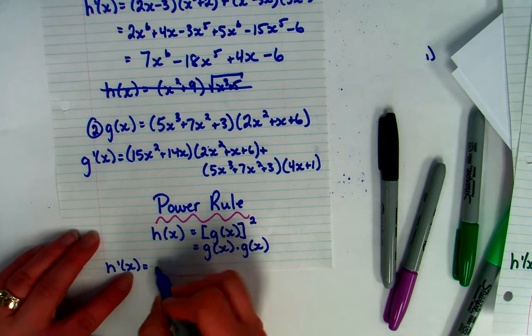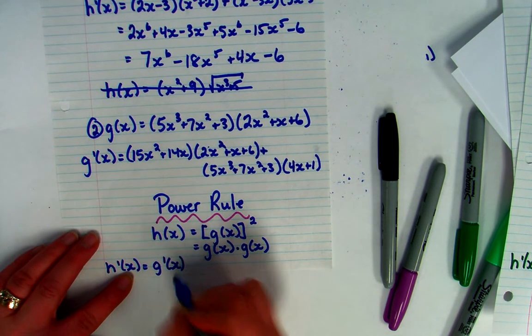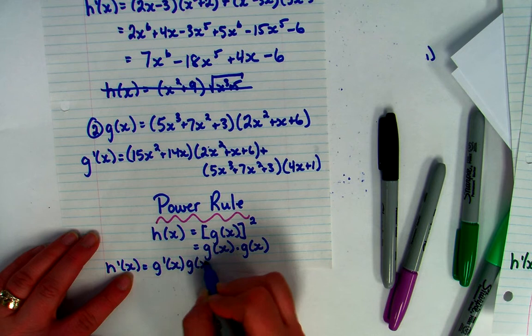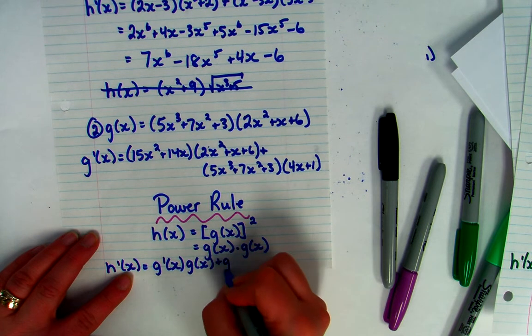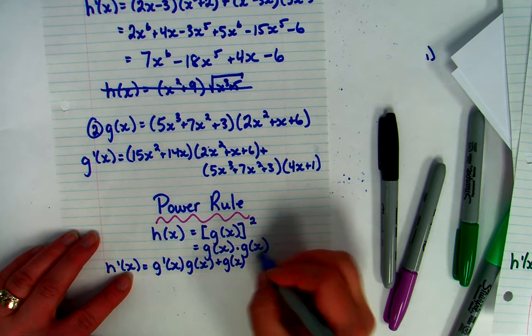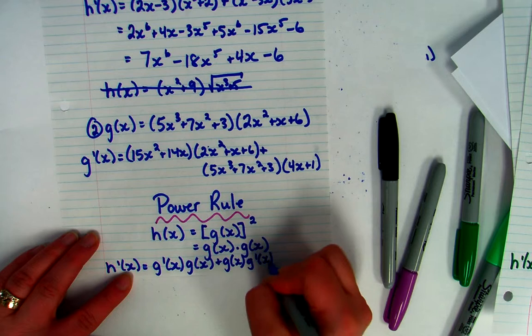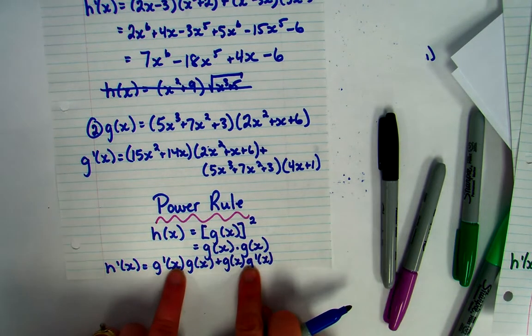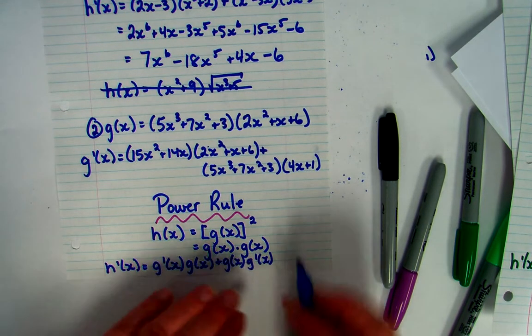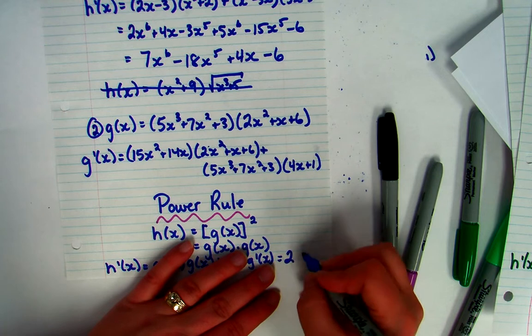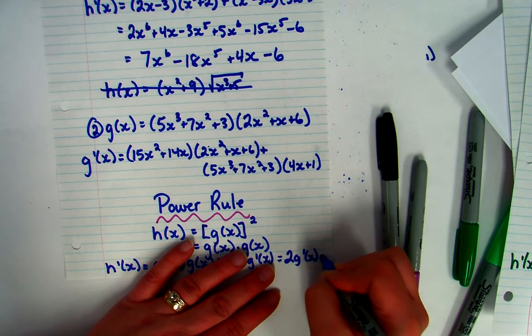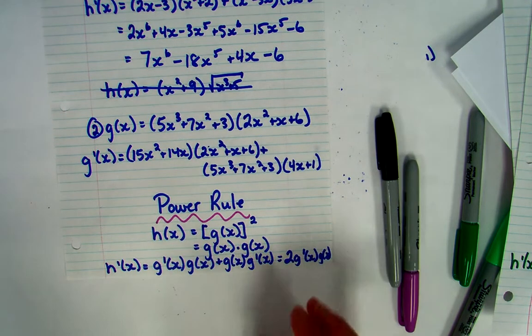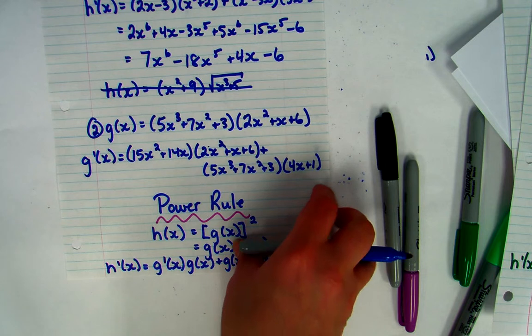So h prime is going to be the derivative of the first, which is g prime, times the second, which is g, plus the first, which is g, times the derivative of the second, which is g prime. Those are essentially the same thing, g times g prime, which gives me 2 times g prime times g. Again, it gets a little confusing.